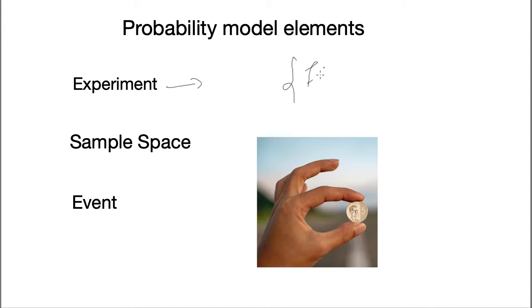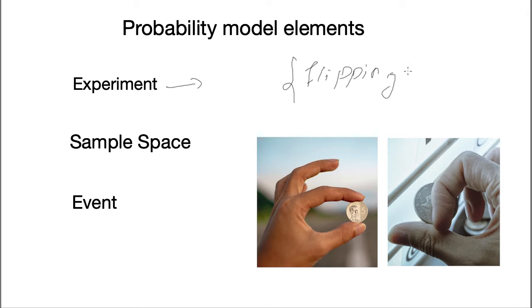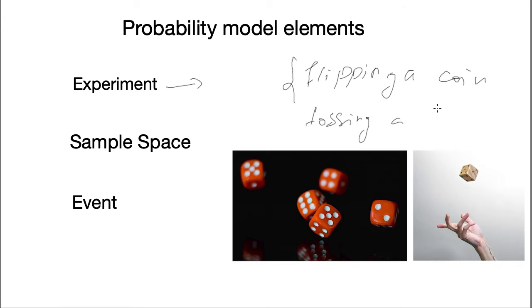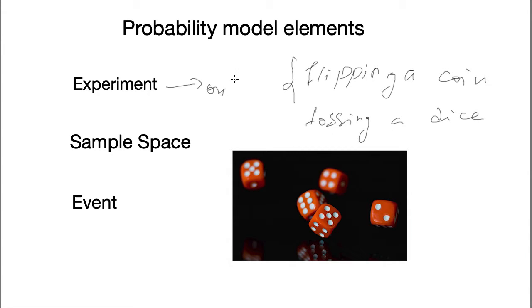So each probability model has three elements. The first element is the experiment. The experiment is any process that has some outcomes. So for example, flipping a coin has some outcomes, so it is called an experiment. Or tossing a dice, also it is an experiment.